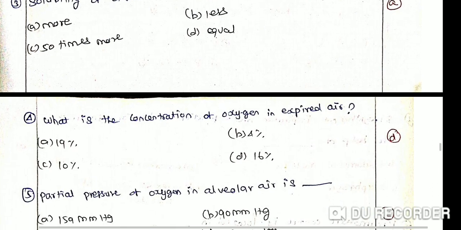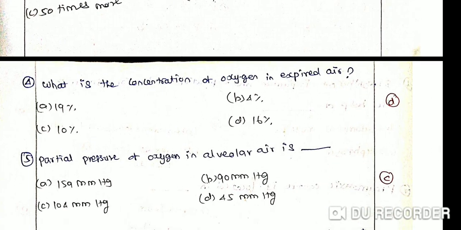What is the concentration of oxygen in expired air? Option A 19%, option B 4%, option C 10%, option D 16%. The correct answer is option D 16%.